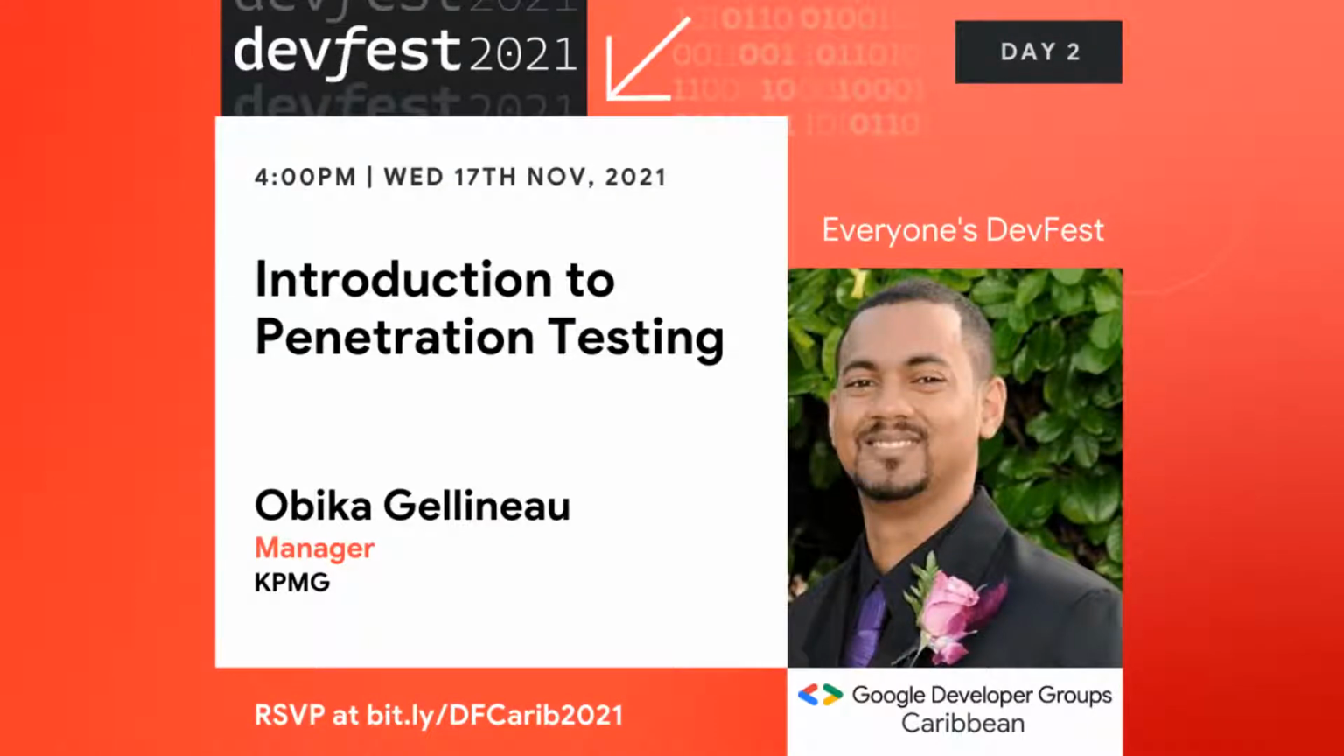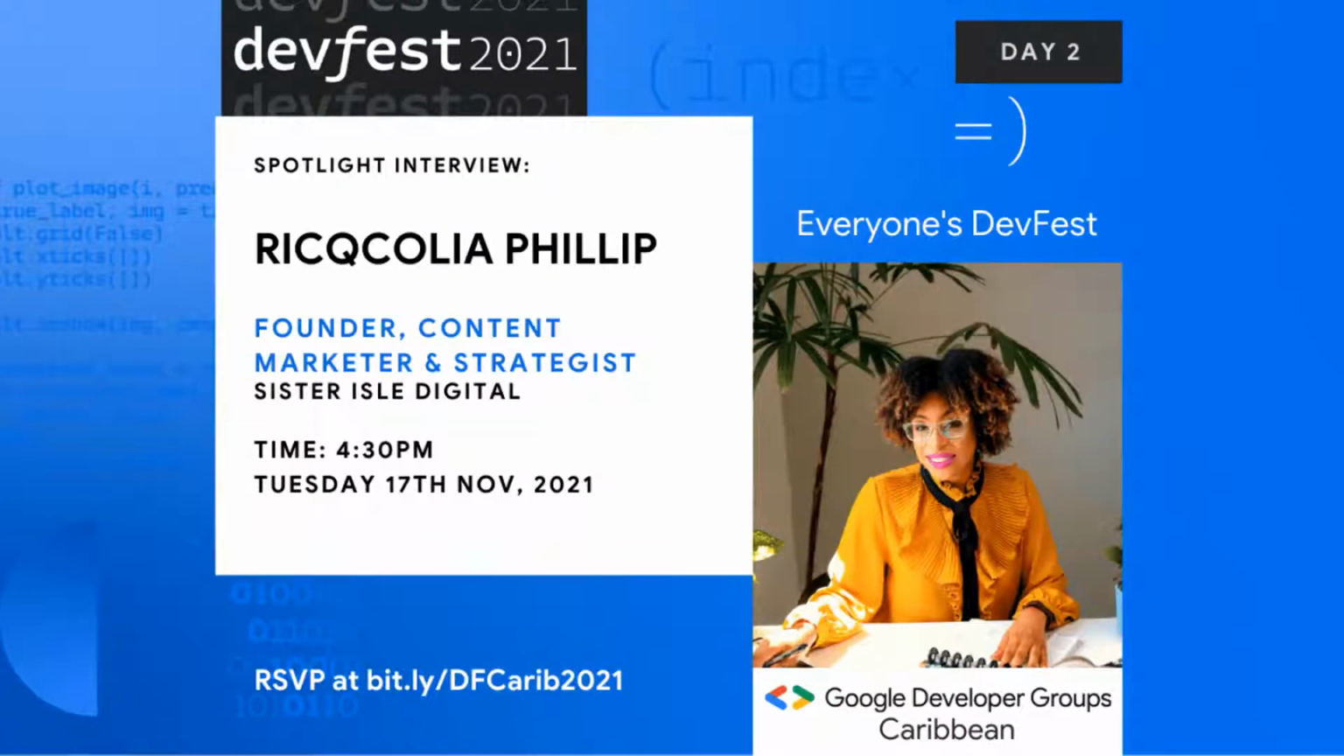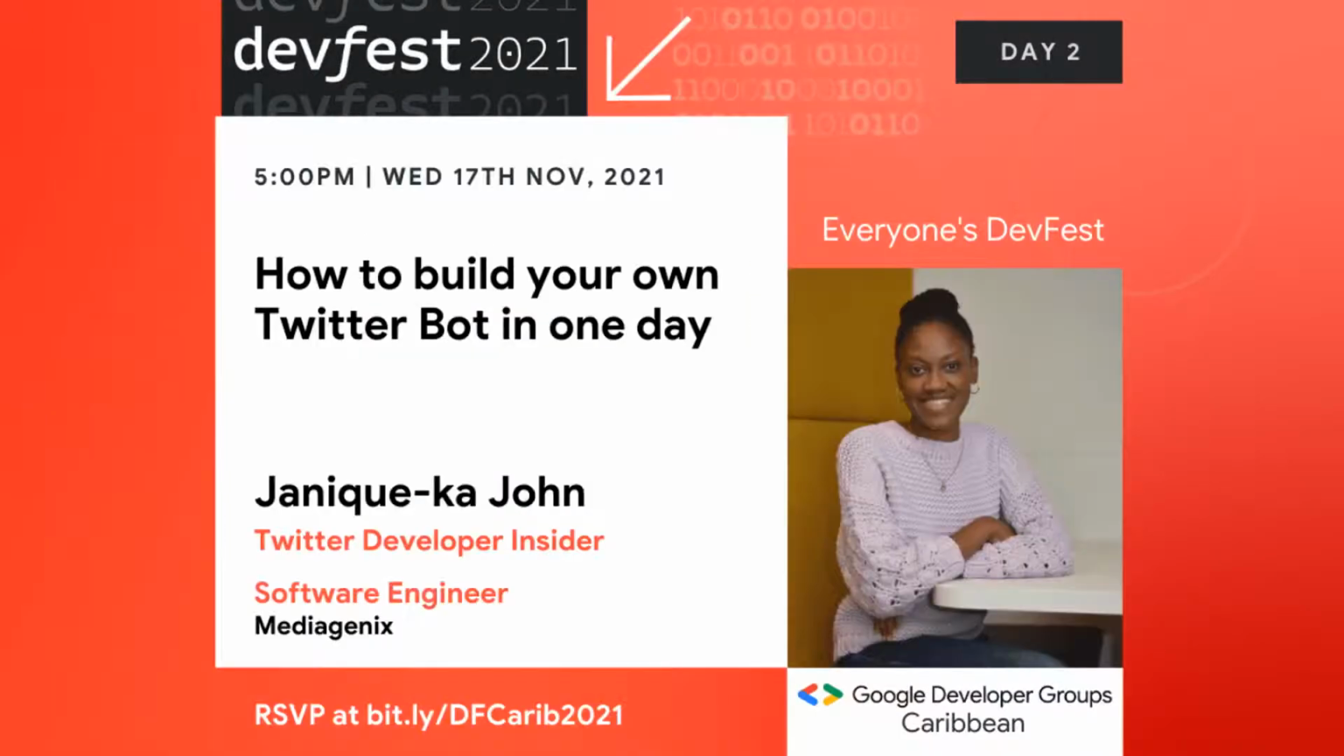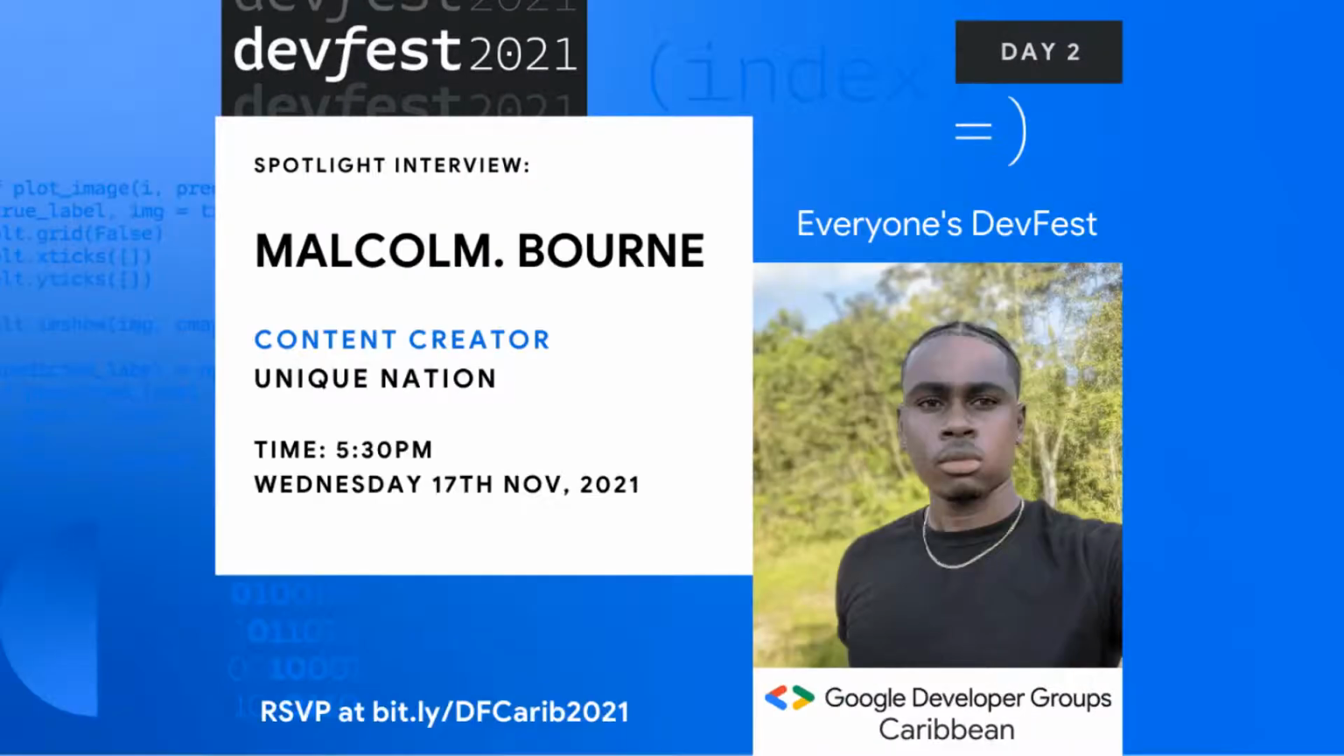Day two of the DevFest, we have our spotlight interviews. First off, we have Mr. Ubika, who will be talking about the introduction to penetration testing. Secondly, we have Miss Ricola, who will be giving us some insight on entrepreneurship. Next, Miss Janiqua, who is a Twitter developer insider, will talk about how to build your own Twitter bot in one day. And last but not least, to close off our day two, we will have Mr. Malcolm Bourne, who is a content creator. So let's get right into our spotlight interviews, first off with Mr. Ubika.